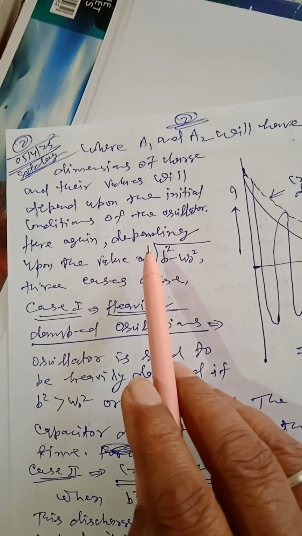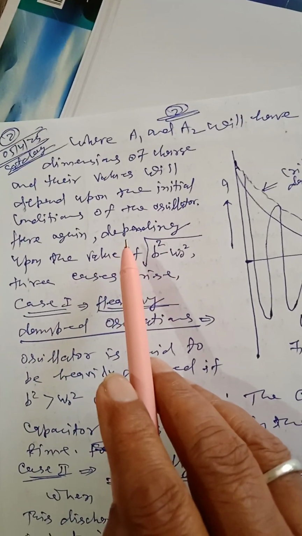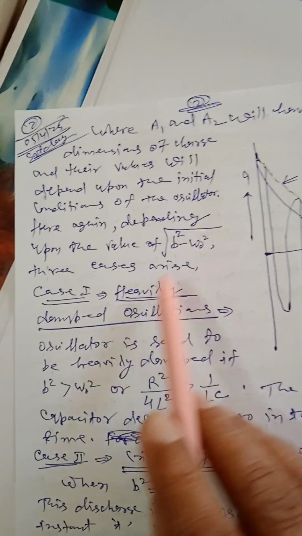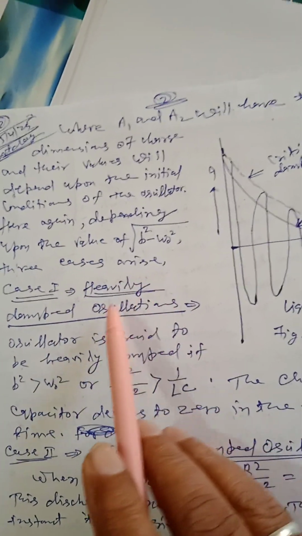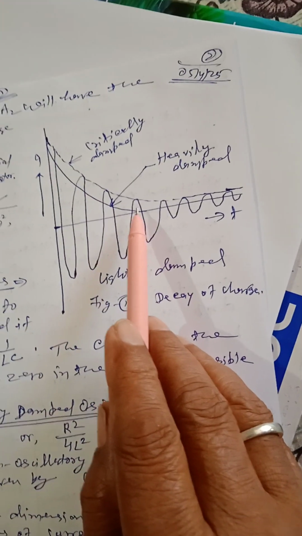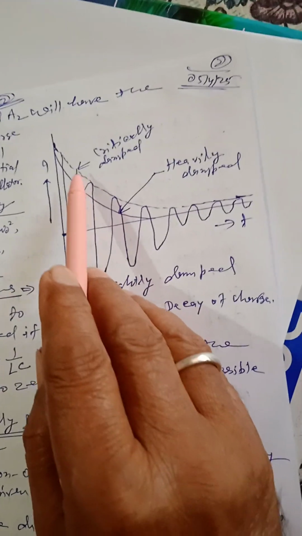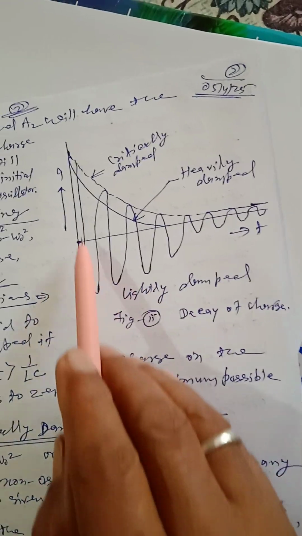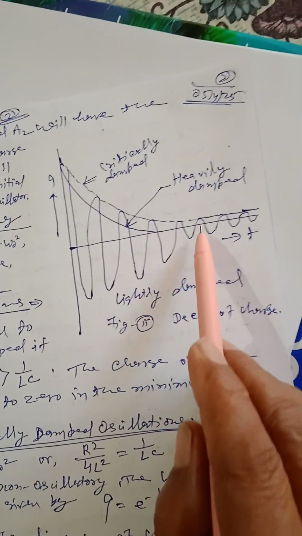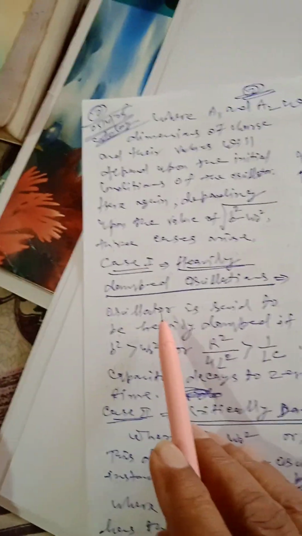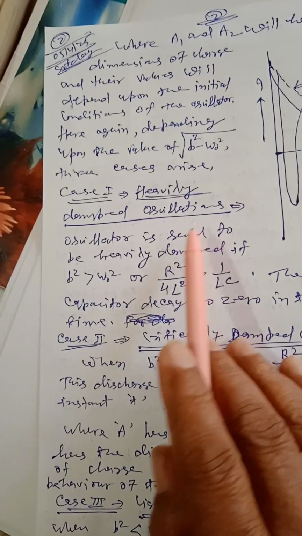Here again, depending upon the value of under root b square minus omega naught square, three cases arise. Case first, heavily damped oscillations. This is the figure: this is the heavily damped oscillation, where there are no oscillations, and this is the critically damped oscillation, which takes a long time, and this is the lightly damped oscillation. These vary with time. So first is heavily damped oscillation.